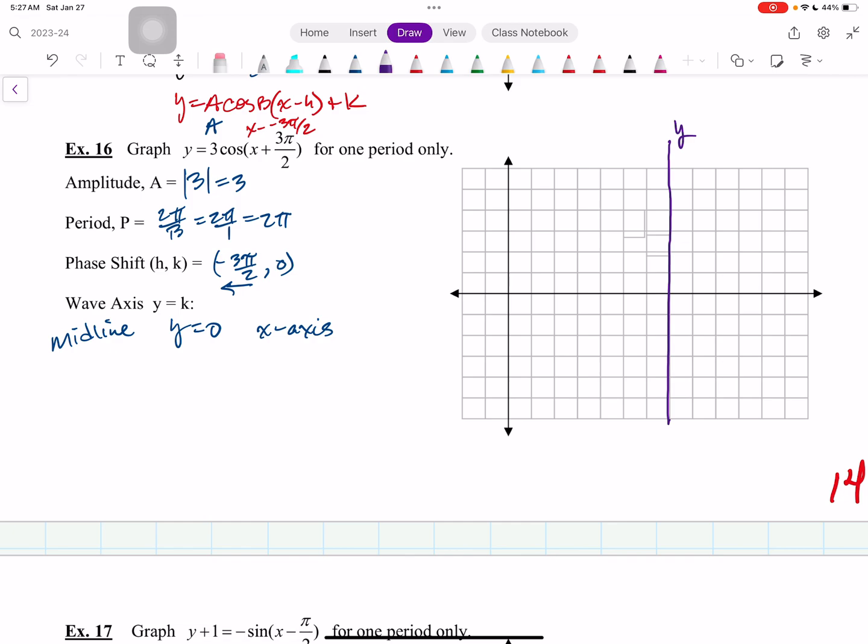So now we have a y-axis here, x-axis here. So ignore the other one, and now let's graph. So I'm going to go up 3, down 3, and then we got to shift this. So we're going to have to plot this here.